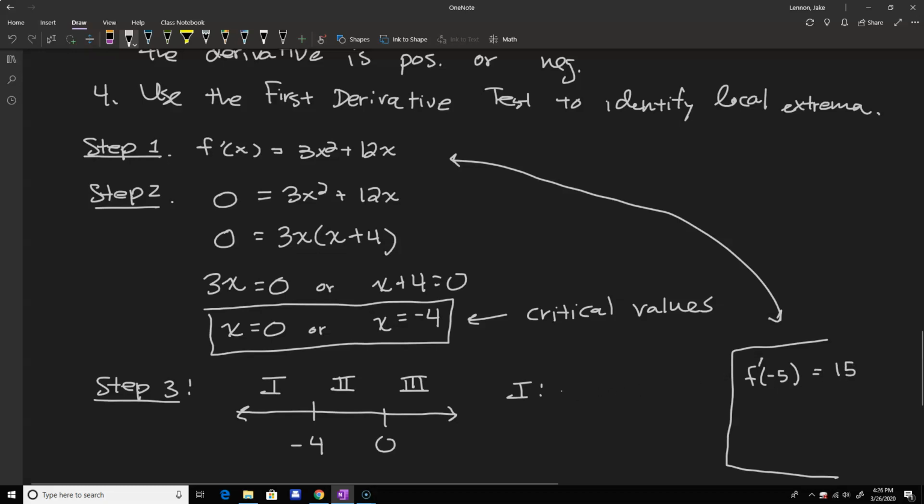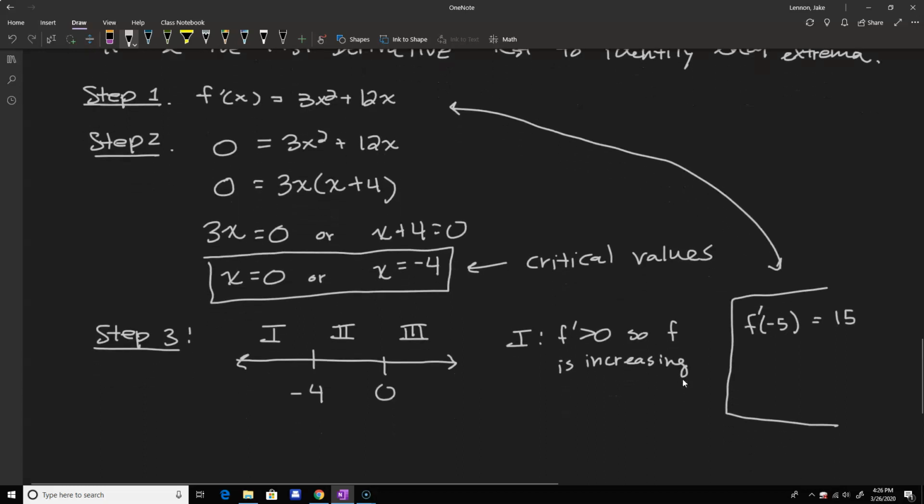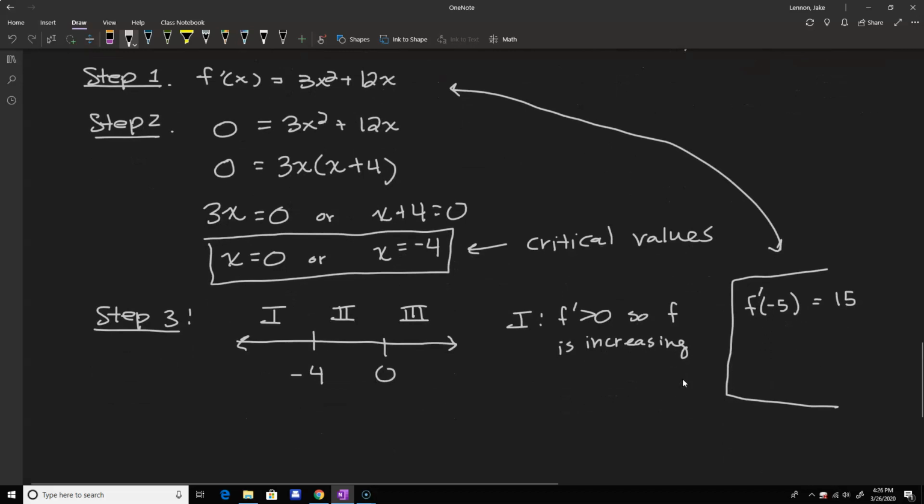So in that first region, that means f prime is positive, so f is increasing. That's basically what we need to figure out: is f increasing or decreasing in that interval? Because we're using that information to determine whether it's a max or a min. Okay, then I need to pick a number from the second region. So any old number inside, maybe -1. -1's a reasonable number. You can't pick -4 or 0 because those are your critical values.